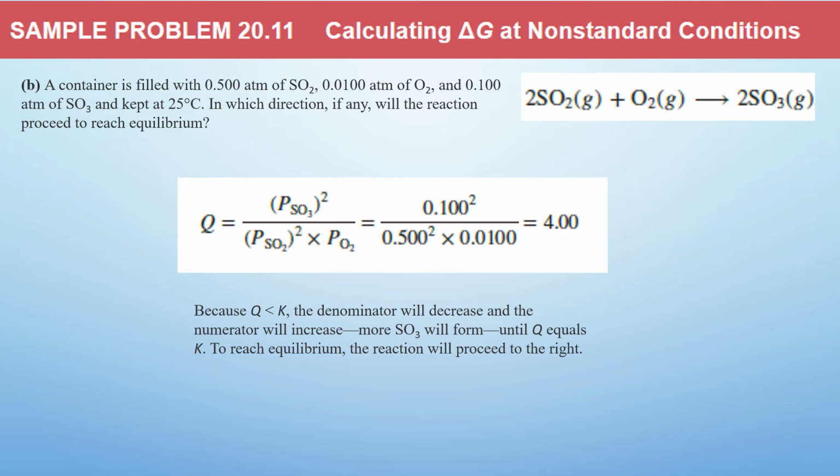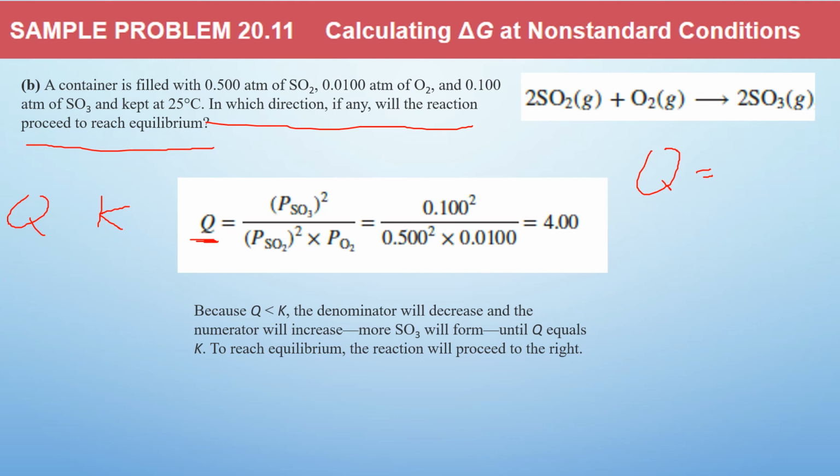For question B, it gave us certain concentrations for these gases, and it asks us in which direction the reaction will proceed to reach equilibrium. In this case, we can compare Q and K. Notice the numbers given here are in atm, and as I told you, when you calculate Q involving any gases, use the number in atm directly as the concentration. So you can just apply the numbers in atm directly to calculate this Q.